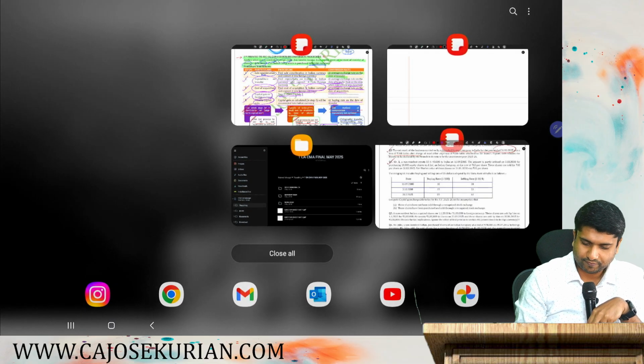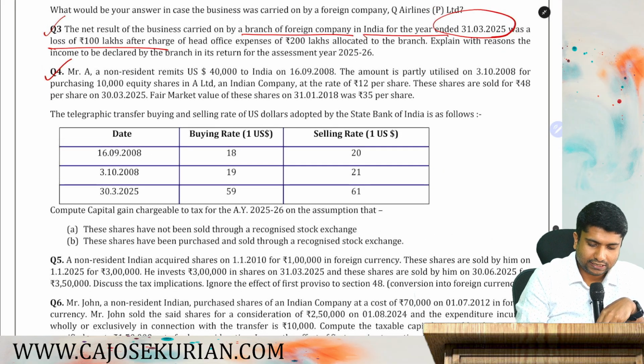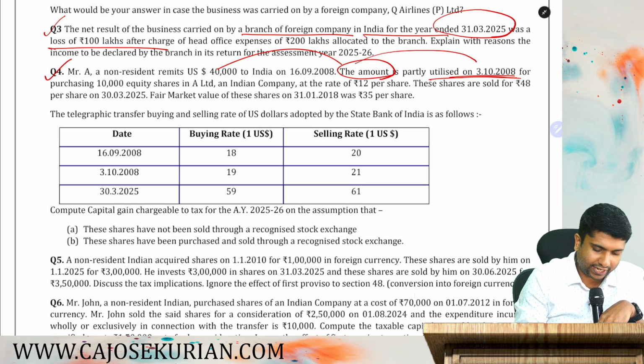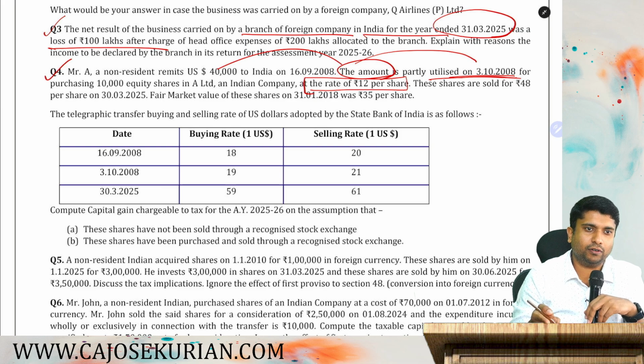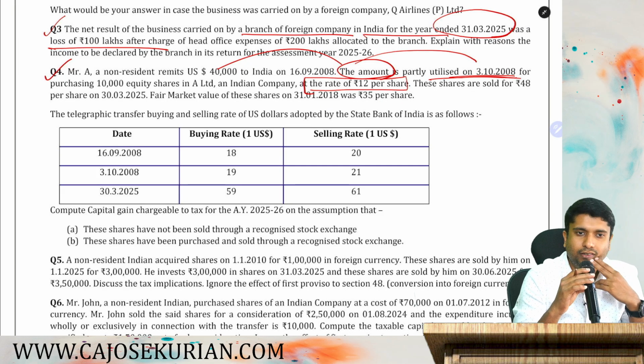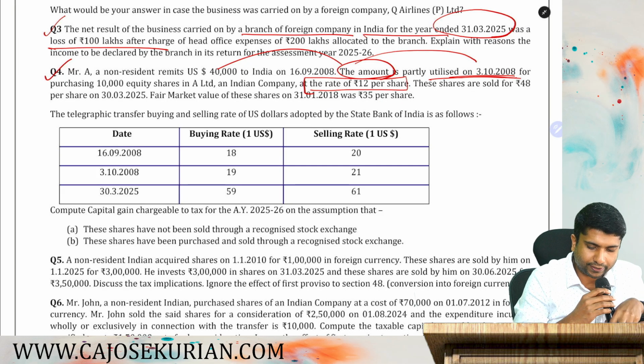Why? Because the question is very much clear. The amount is partly utilized on 3/10/2008. Means what? You have made use of that $40,000 to purchase shares. At the time of purchase, the rate was 12 per share. That doesn't mean he purchased it by paying 12 rupee. At the time of purchase, the rate of that share was 12 rupee. That's what the question says. So the purchase is obviously in foreign currency only.